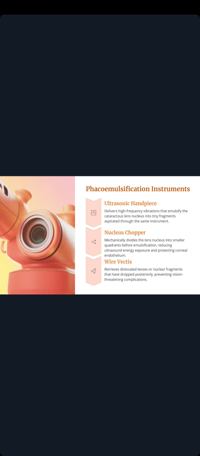The nucleus fragments, anything that dropped post operation and goes back of the eyes, it could bring it out and prevent vision threatening complications. So you have something to bring out everything, the wire vector. You have the ultrasound handpiece to let the cataractous lenses go like emulsion, and you have a nucleus chopper to chop the parts of the lenses.